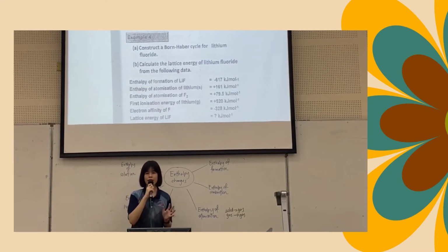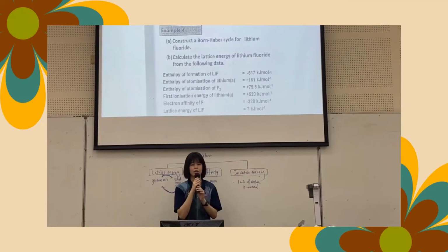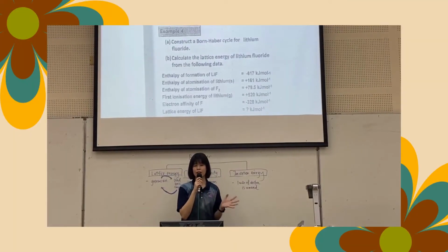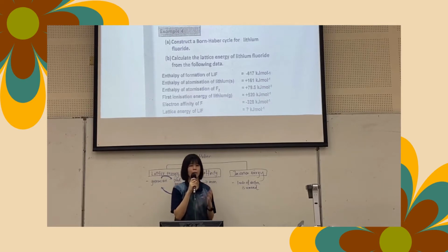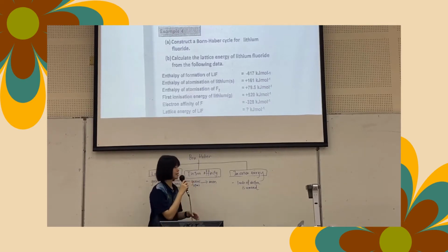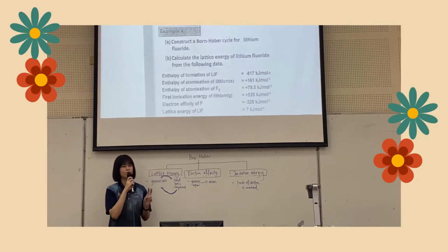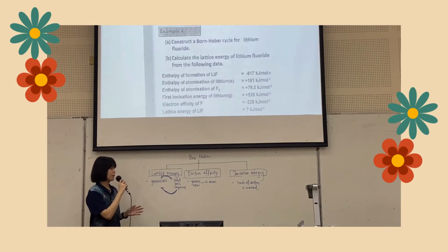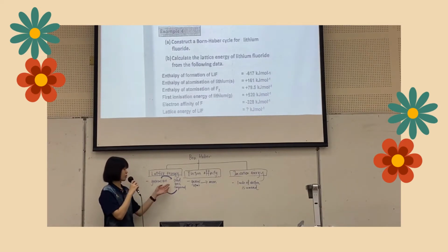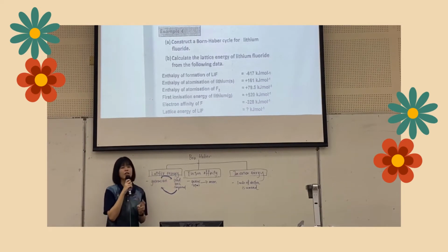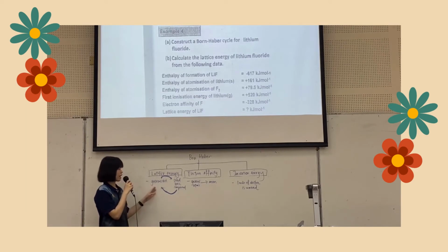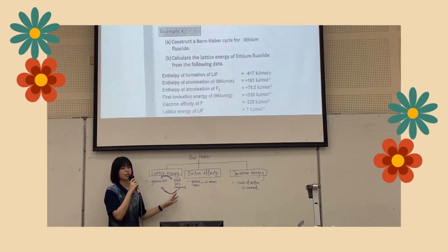But before that, let me introduce some terms for you to understand better before we go deep into the Born-Haber cycle. Other than the enthalpies that we learned just now, we also need to learn about some terms. For the first one, it will be lattice energy. Lattice energy is available for two situations. For the first one, a solid ionic compound is formed from its gaseous ions. For the second situation, the gaseous ions are formed from the solid ionic compound.